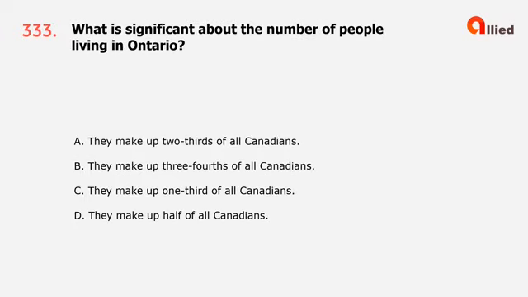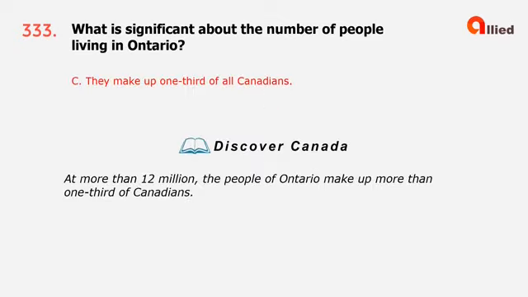Question 333. What is significant about the number of people living in Ontario? A. They make up 2/3 of all Canadians. B. They make up 3/4 of all Canadians. C. They make up 1/3 of all Canadians. D. They make up half of all Canadians. The answer is C. They make up 1/3 of all Canadians.